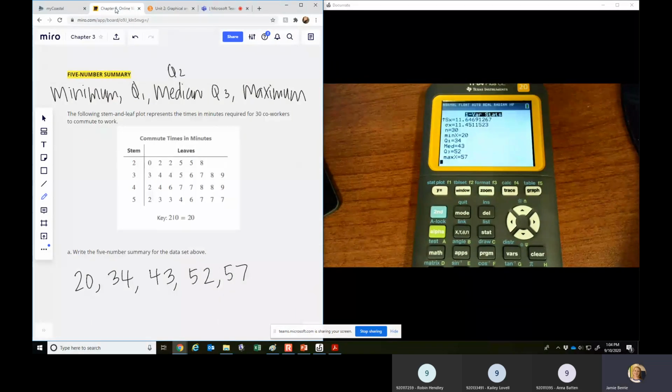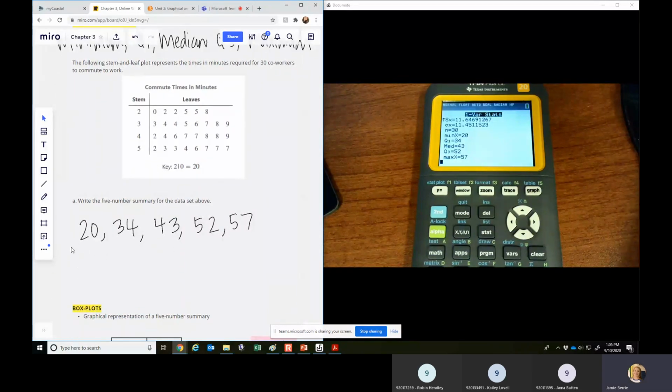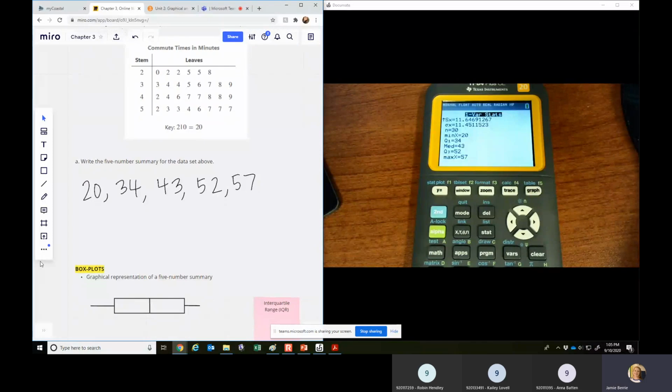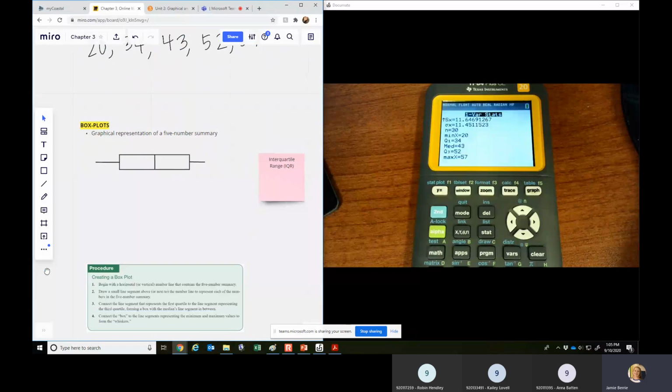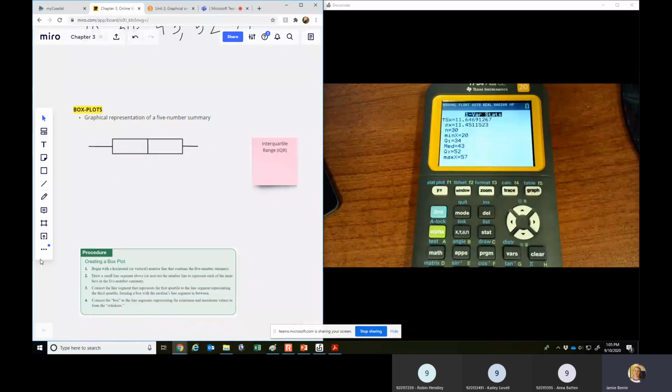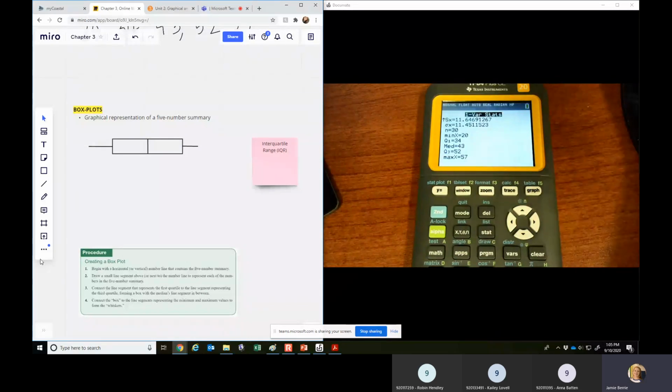All right, so let's look at what we use the 5-number summary for. The 5-number summary, thank you all for staying late. I appreciate it. The 5-number summary is used to create what's called a box plot. Box plots are a different type of graphical representation of a data set, and they are used specifically just for quantitative data sets. All right, so box plots are graphical representations of a 5-number summary.